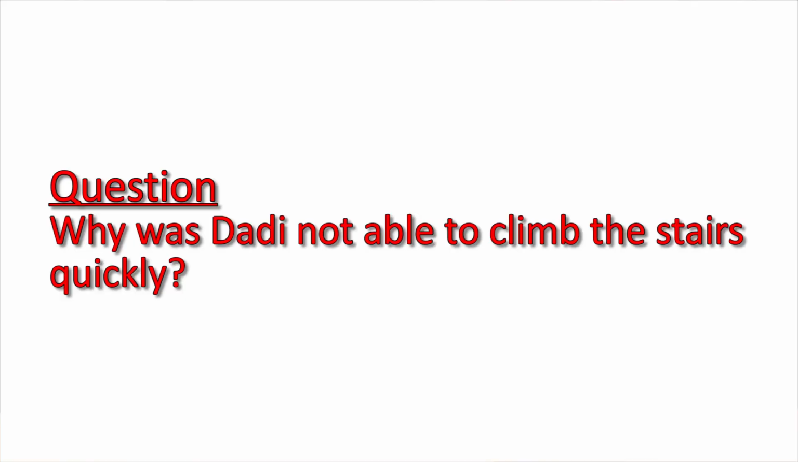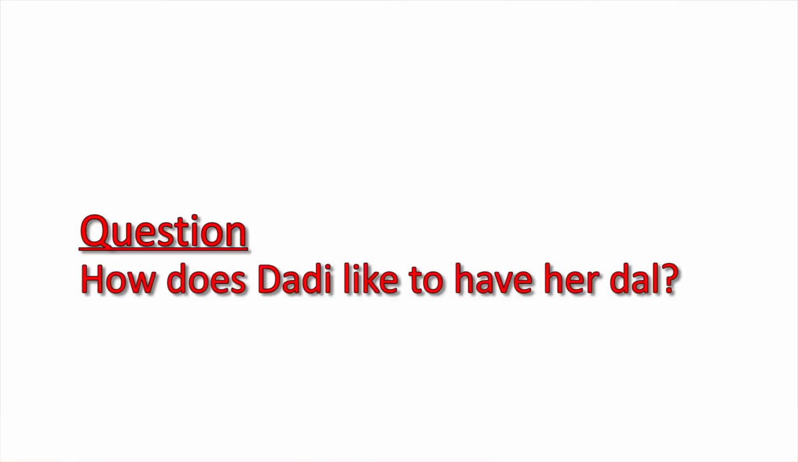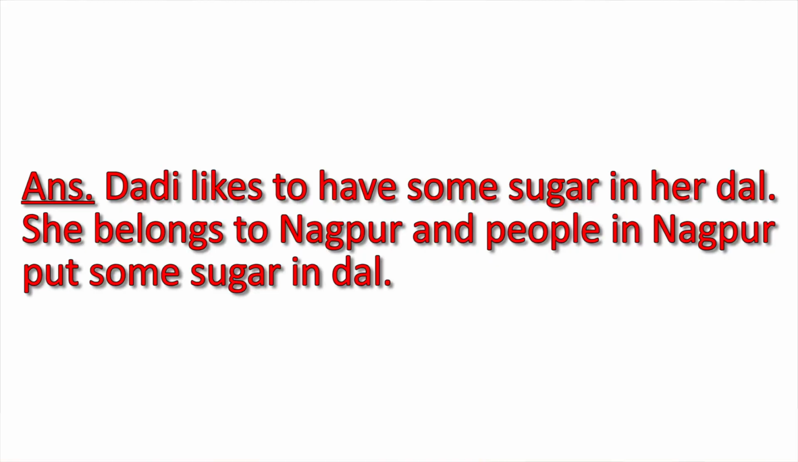Interesting small story, isn't it, students? Now think, why was Dadi not able to climb stairs quickly? To answer it, we can say that Dadi has become too old to climb the stairs quickly. Also, students, think about how Dadi likes to have her dal. Well, Dadi likes to have some sugar in her dal. She belongs to Nagpur and people in Nagpur put some sugar in dal. Well, students, do you like sugar in your dal?